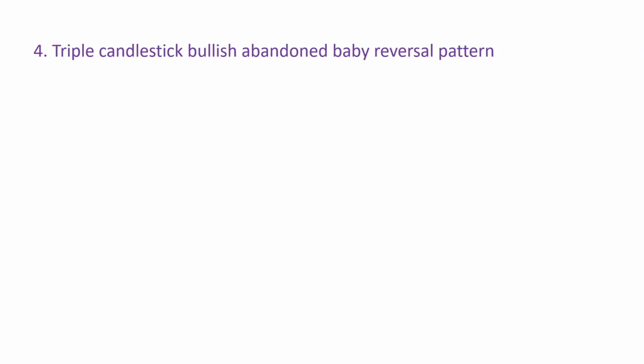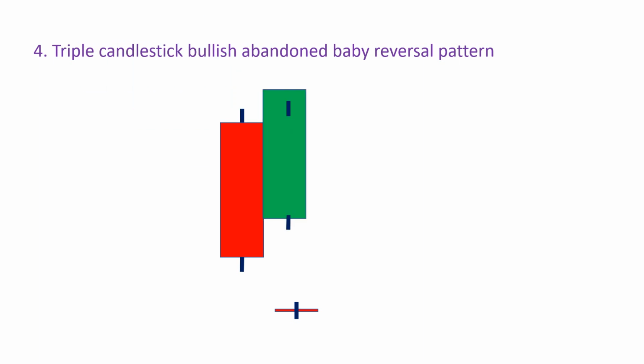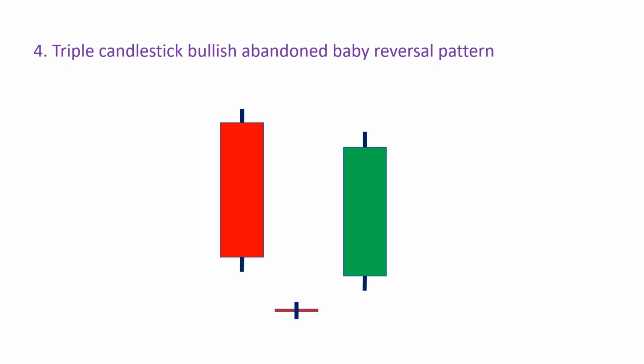The fourth pattern I'm going to talk about is the triple candlestick bullish abandoned baby reversal pattern. This pattern consists of 3 candles, and the first candle is a strong bearish candle established within a well-defined downtrend. The second candle is a doji, where open and close are almost at the same place, and it gapped down from the first bearish one. The third candle is a strong bullish candle that gaps up, opens above the doji, and closes below the first candle. The psychology behind the pattern is as follows.